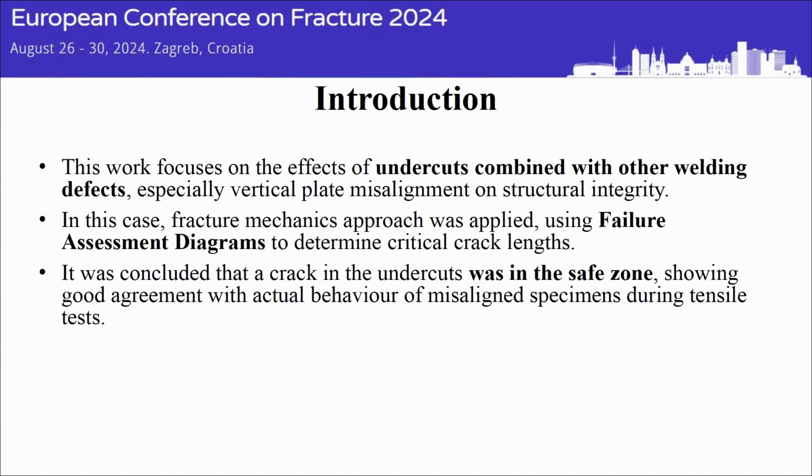Now, this paper focuses on the effects of multiple welded joint defects in a welded joint, which is a part of research that has been going on for quite a while. In this specific case, we decided to combine the experimental and numerical approaches with fracture mechanics applications, namely failure assessment diagrams, by assuming the presence of cracks in undercut defects in order to see which critical crack lengths would be obtained for two different cases of welded joint defects.